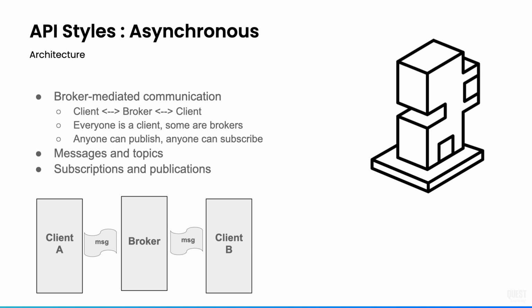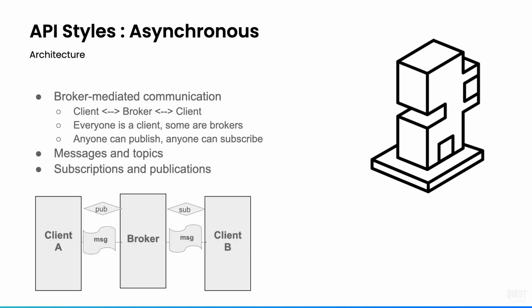There's a client that sends a message to a broker, and that broker can send a message to other clients. So in this world, everyone is a client, and some of those clients are actually brokers. Everyone can receive a message or send a message. It's just a matter of where they're sending them or who's sending them to them. Anyone can publish, anyone can subscribe. So this is not a hierarchical, not a client-server kind of environment. This will affect the way you think about how you're going to actually design and build that API.